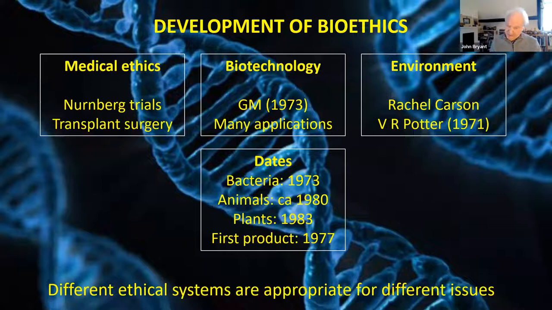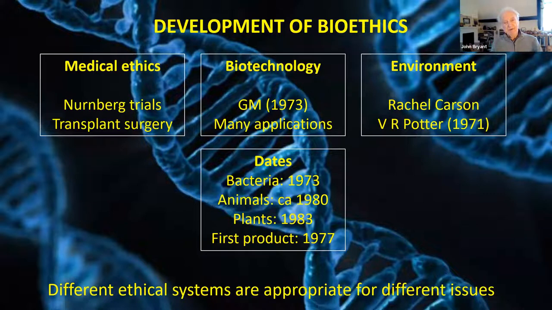But the first product of GM for the market was as early as 1977, the human insulin gene. And I like to tell people who have been recently diagnosed with type 1 diabetes that they are the proud possessors of a prescription for the first product of bacterial genetic engineering. So the insulin comes not from the slaughterhouse and pig's pancreases, but from large fermenters in pharmaceutical companies.